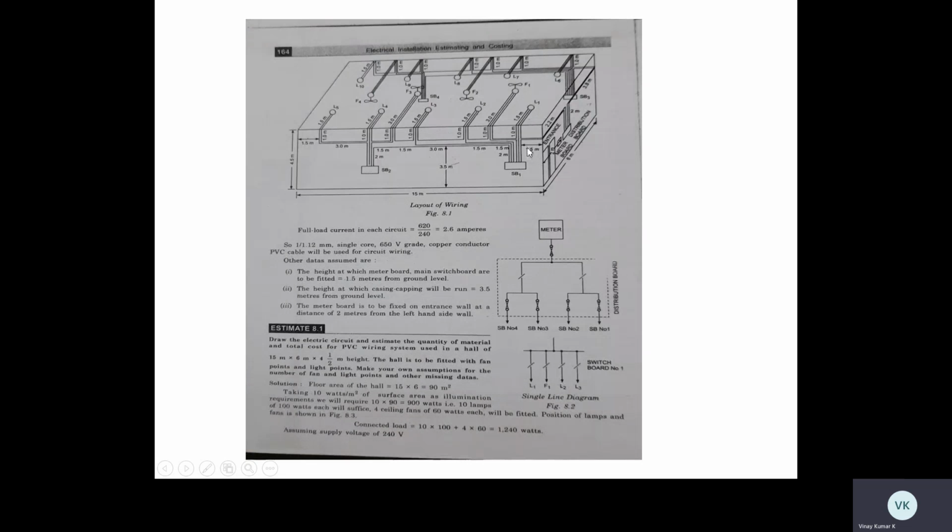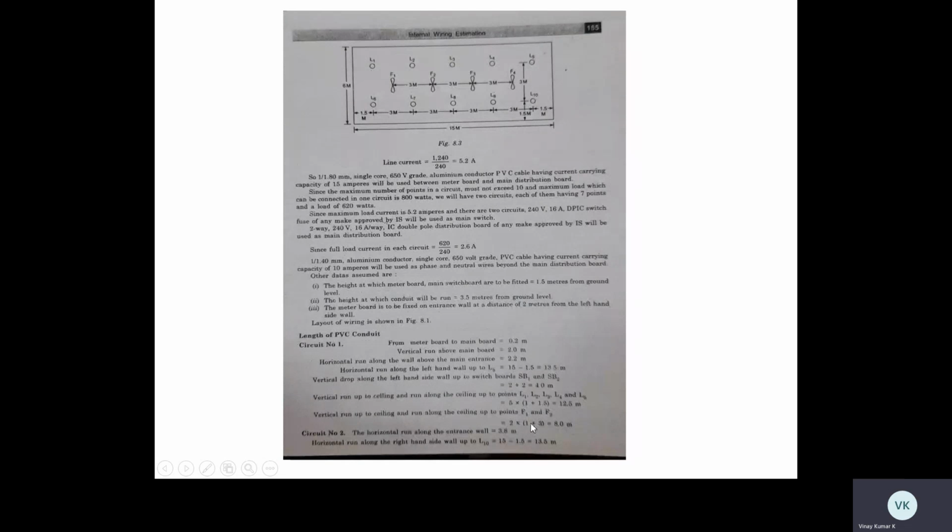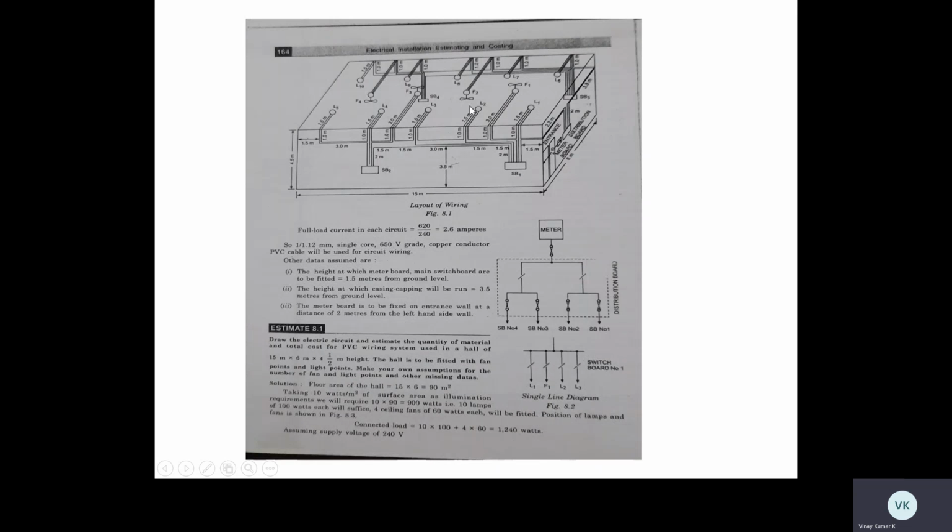Then go for the fan. This is about the lamp, then about the fan. The fan is 3 meters plus 1 meter. (1 plus 3) meters into how many fans? 2 fans. Here 2 fans. And 1 plus 3, that is about 8 meters. This is about circuit 1.